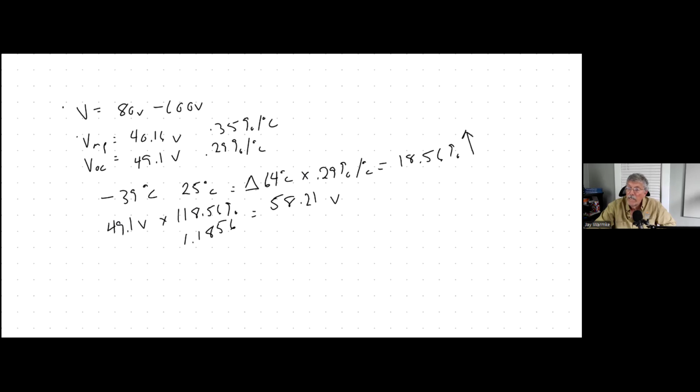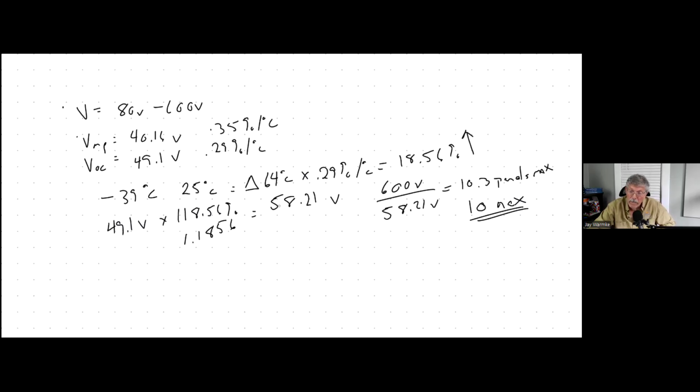I'm not allowed to exceed 600. So I take 600 volts, divide it by 58.21 volts, and I get 10.3. So 10.3 panels max. Well, you can't put part of a panel, so we're going to round that down. So it's going to be 10 max. So 10 panels in a string maximum based on all of these numbers. So that's how you would calculate the maximum number of panels in a string.